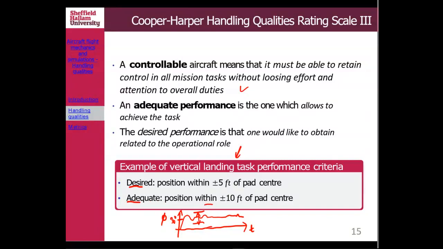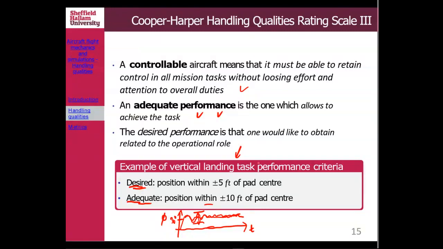So you have 2 bands on that. If your aircraft could be maintained within 30 degrees most of the time, you could consider that as achieving your desirable performance. And then within 5 degrees plus minus, you could consider that your aircraft is able to maintain an adequate performance, something like that. So now, of course, this is about the performance of your aircraft.